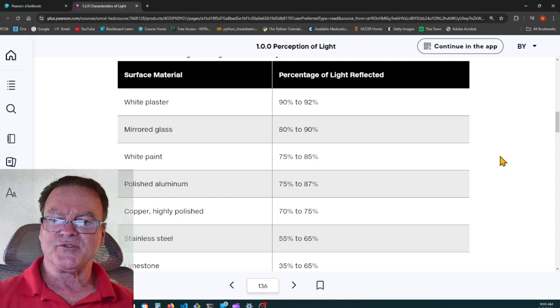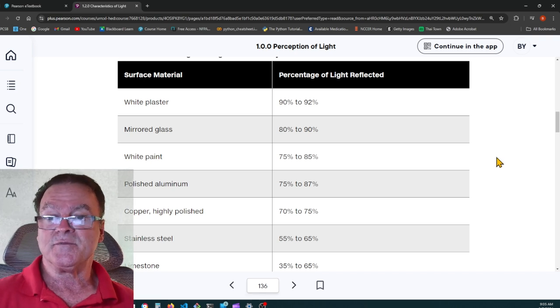So when you see something that's red, like my shirt, it's absorbing all of the other colors in the spectrum. It's not absorbing the red. The red is being reflected off of my shirt. So you could say my shirt is every color but red, because the red is being reflected.